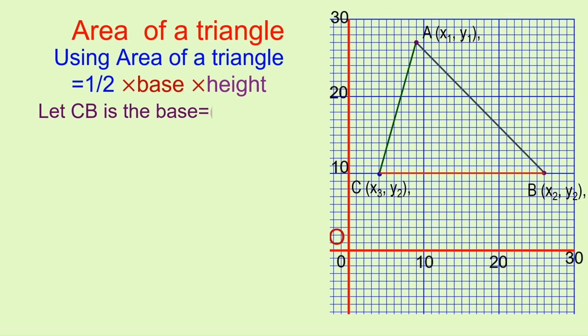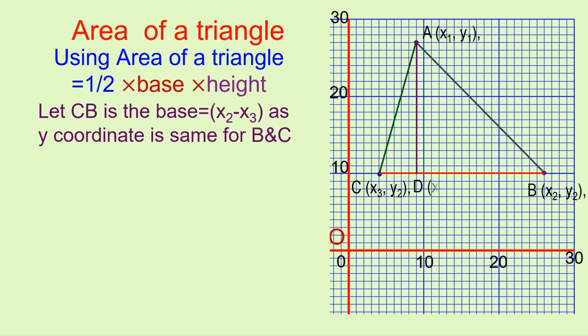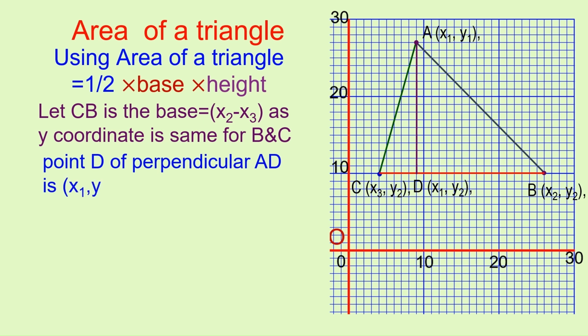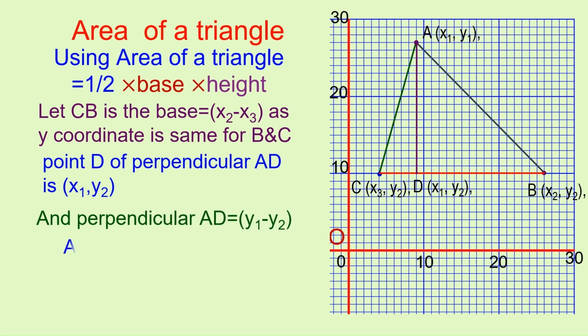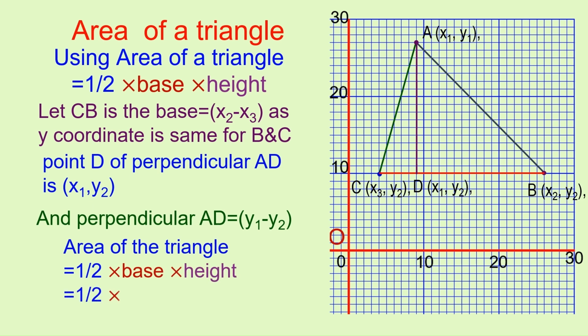Let side CB be the base, equal to x2 minus x3, as the y coordinate is the same for B and C. Point D of perpendicular AD is (x1, y2), and perpendicular AD equals y1 minus y2. Area of the triangle equals 1/2 times base times height equals 1/2 times (x2 minus x3) times (y1 minus y2).